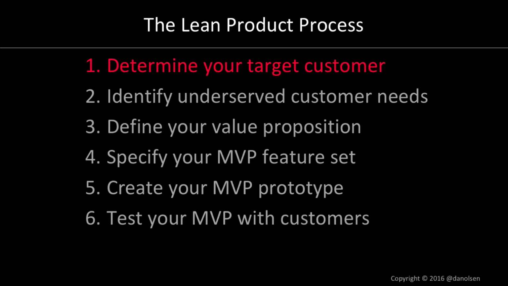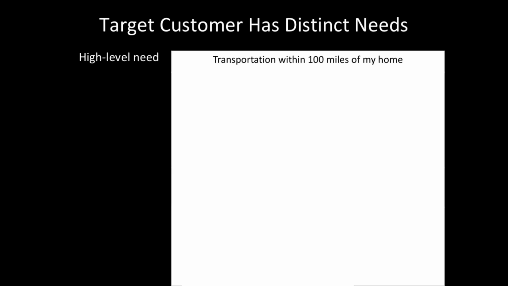But let me show an example of why it's so important. And we're going to be talking a lot about customer needs and customer benefits in my talk. But let's talk about a need that probably most people have, which is transportation. You know, we need to get around, say, within 100 miles of our home to go to work, to go to school, to go to the store, whatever it is. So there's a lot of us that share that high-level need. But if we just stop at that level, it's really not getting specific enough.